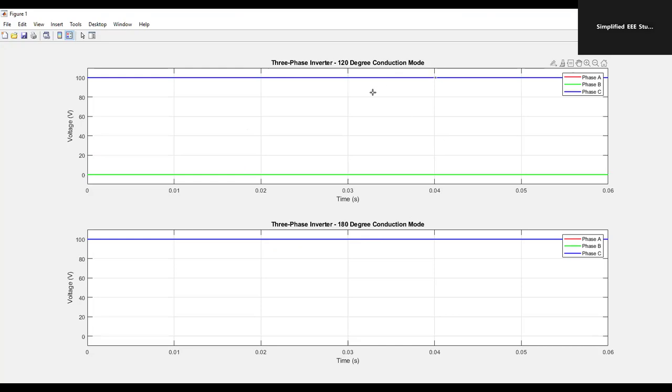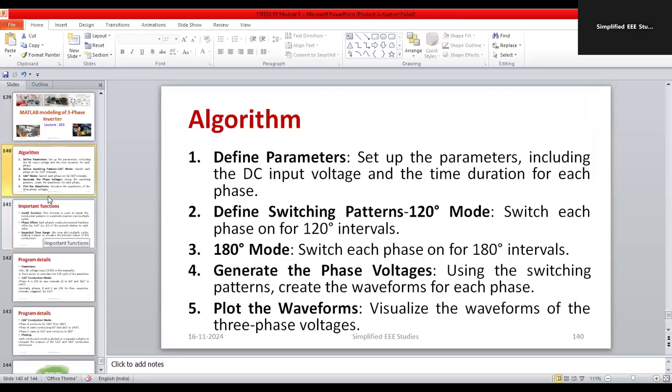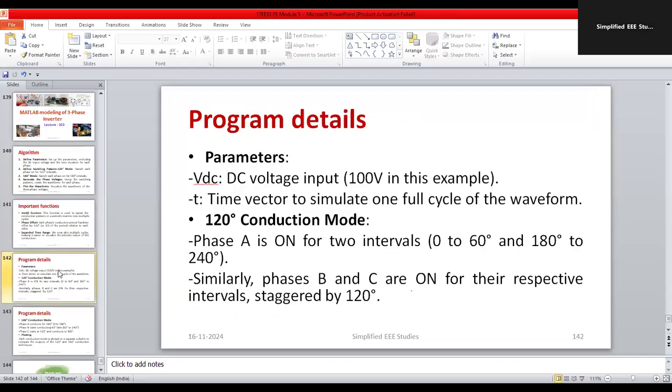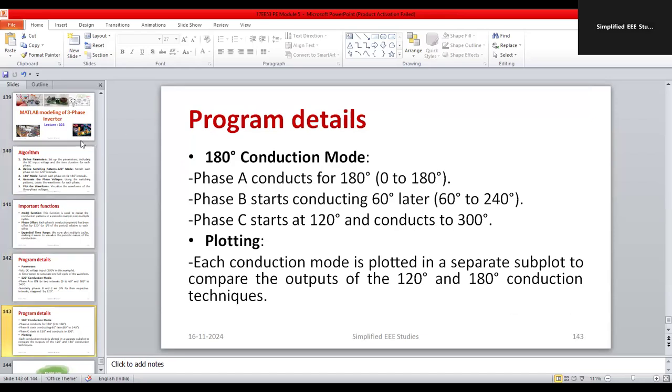So in this session, we discussed how to develop the MATLAB code for three-phase inverter. Initially we discussed the algorithm, then the important functions. Later, the different detailed steps of the program development. I have done the coding also. You can have a look at this. The same program you can develop and you can obtain the waveforms.